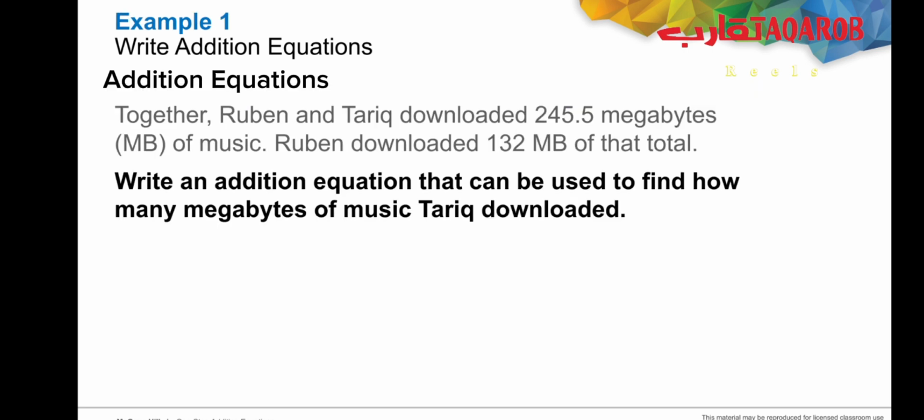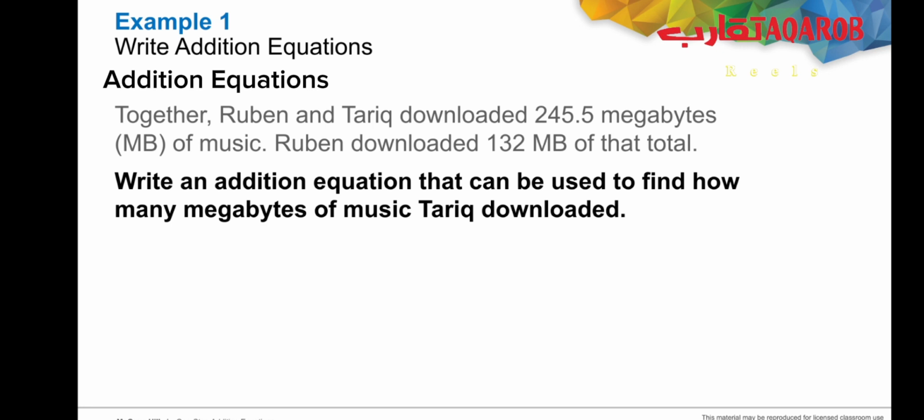Another example tells you that Robin and Tariq downloaded together 245.5 megabytes of music. Robin downloaded 132 megabytes of that total. So the total number of megabytes, which is 245.5, is to the right of the equal sign. To the left of the equal sign, I have one known and one unknown. The known number is the number of megabytes that Robin downloaded, which is 132.